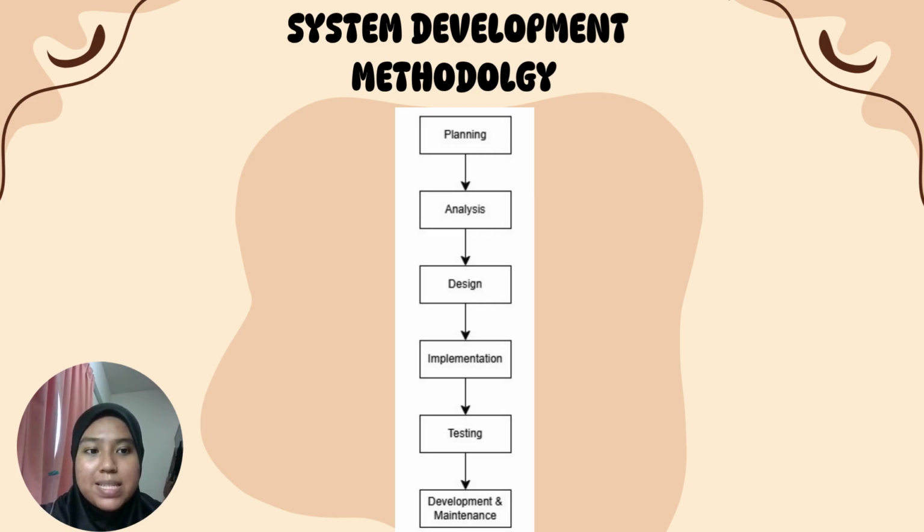For the planning phase, define objectives and feasibility. Analysis is to gather user requirements. Design is to create the DFD, ERD, and interface. Implementation is to develop the UniAccom system. Testing is to verify system functionality, and lastly, deployment and maintenance is to launch and maintain the system.